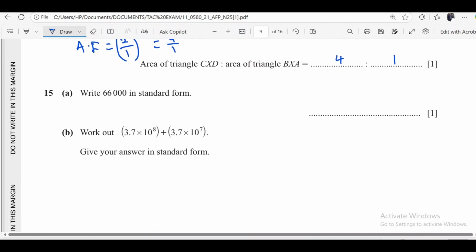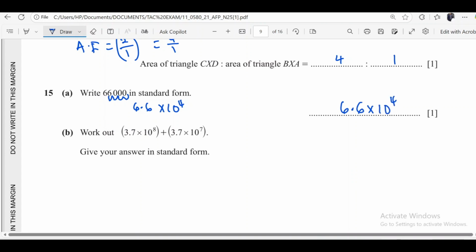Number 15, we have to write 66,000 in standard form. If you move 1, 2, 3, 4 places, it's going to give us 6.6 times 10 raised to power 4. So we have 6.6 times 10 to power 4.